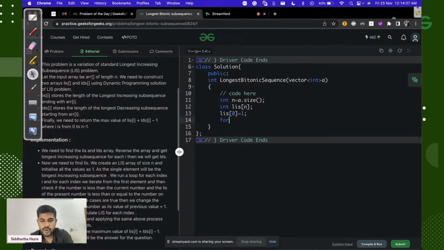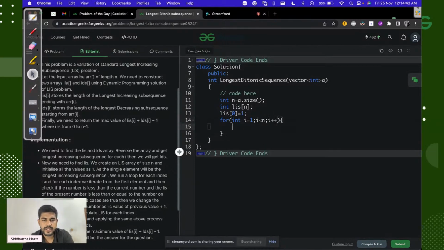Now for int i = 1; i < n; i++. Okay, and for int j = 0, we need to look before it. The politician would select the most influential person, but he should be beneath him. So j < i, and j++.